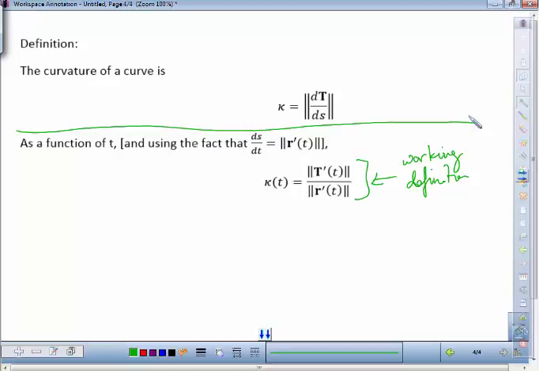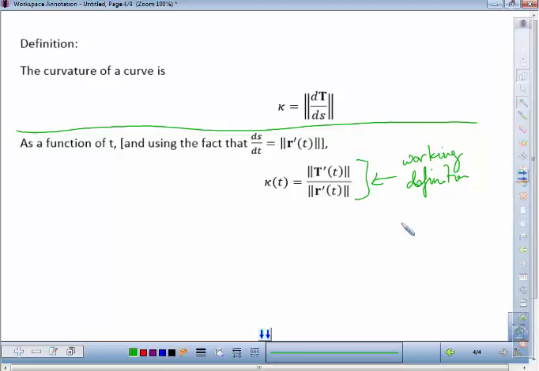So as a function of t, we're going to use this formula where we have to find the unit tangent vector, take the derivative of the unit tangent vector, and divide by basically the arc length, the length of the velocity vector.